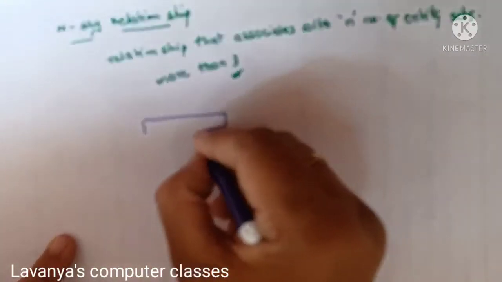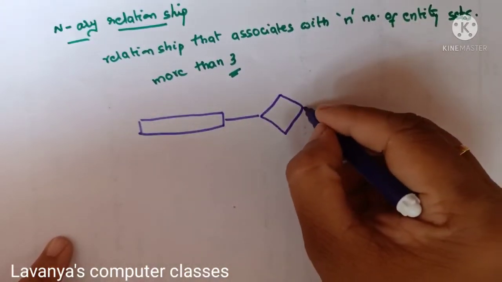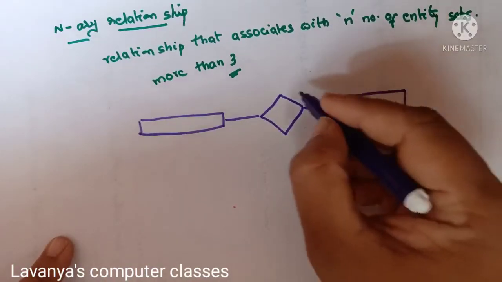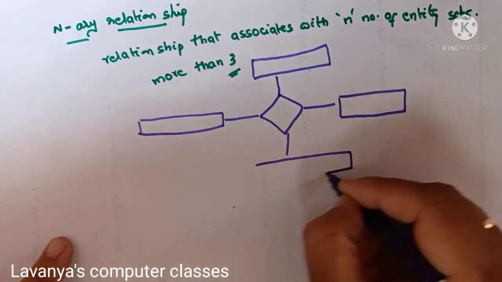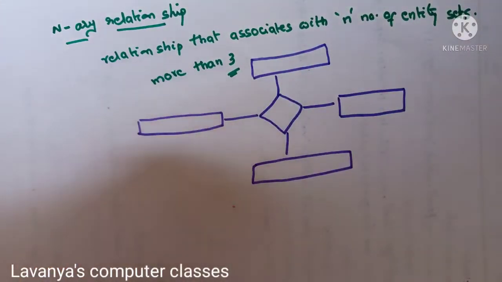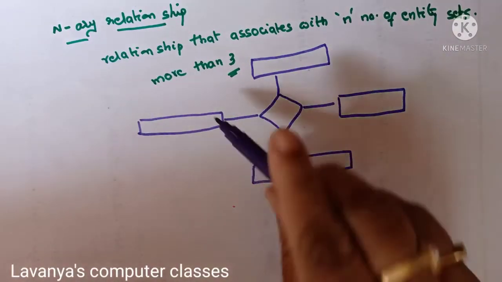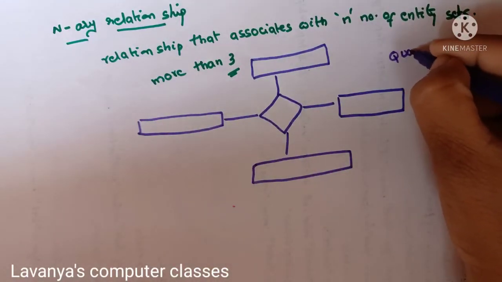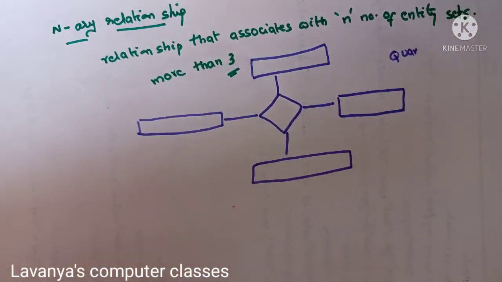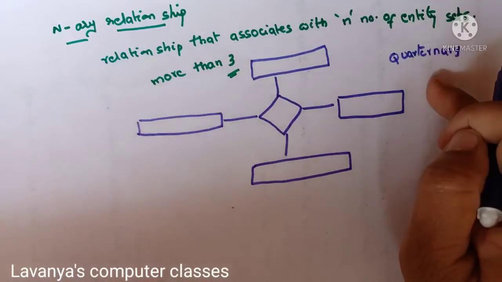So the diagrammatic representation: I will take n equal to 4. First entity set, this is the relationship, second entity set, third entity set, then fourth entity set. So in this example, I took 4 entity sets with one relationship. This is n equal to 4. This is also known as a quaternary relationship, because quarter means 4. A quaternary relationship means 4 entity sets participate in it.